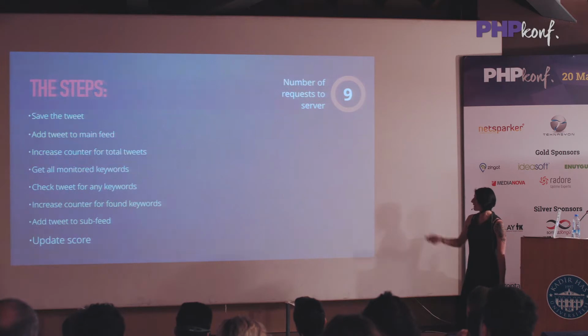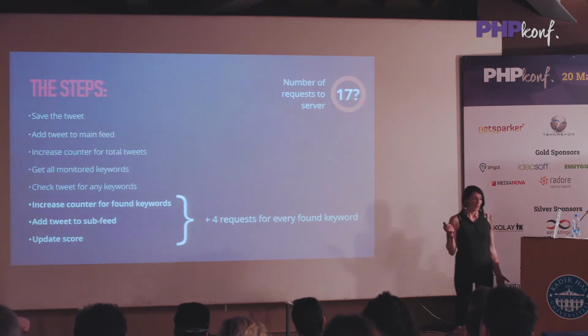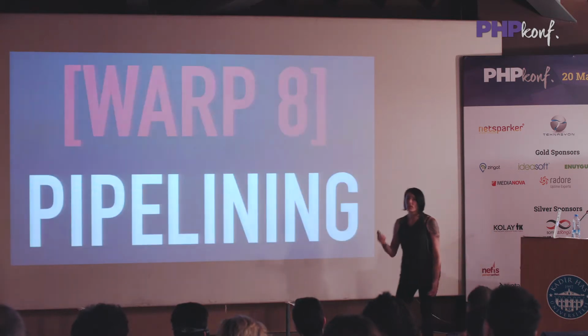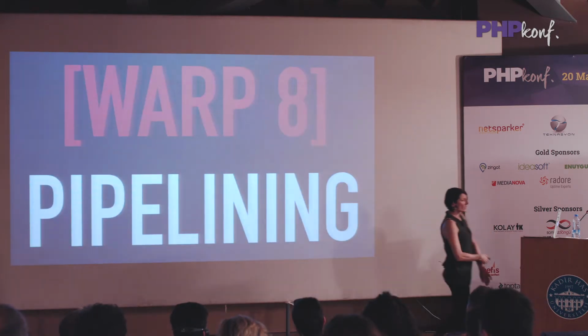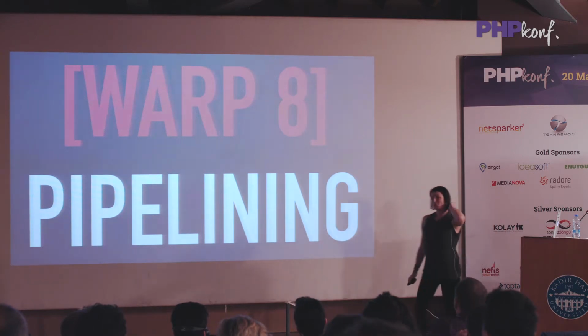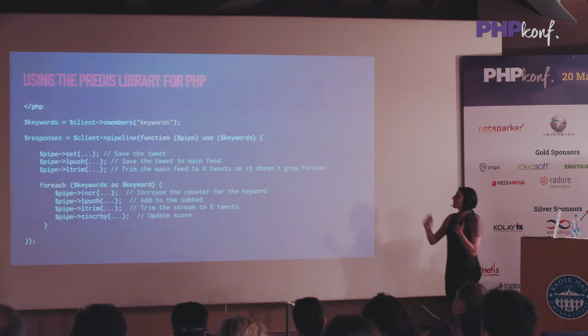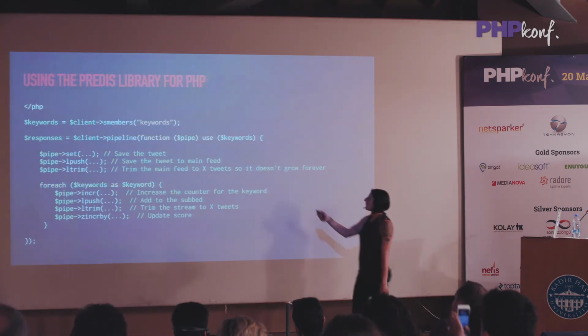But what if we find more keywords? That's plus 4 requests for every found keyword in the tweet. So how many network requests per one tweet? It's a lot. So there must be a way to do this faster. And there is: pipelining. This is how we do it. Redis supports it. It's really simple.